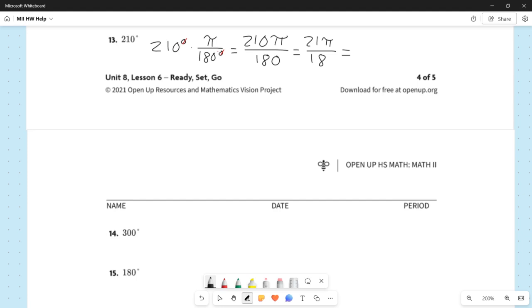The GCF of 21 and 18 is 3. So 21 divided by 3 is 7. And we have to include the pi. We're not really evaluating it, but it's definitely still there. And then 18 divided by 3 is 6. And so this fraction reduces to 7 pi over 6, and that is our radian measure for the angle. 210 degrees is the same thing as 7 pi over 6 radians.